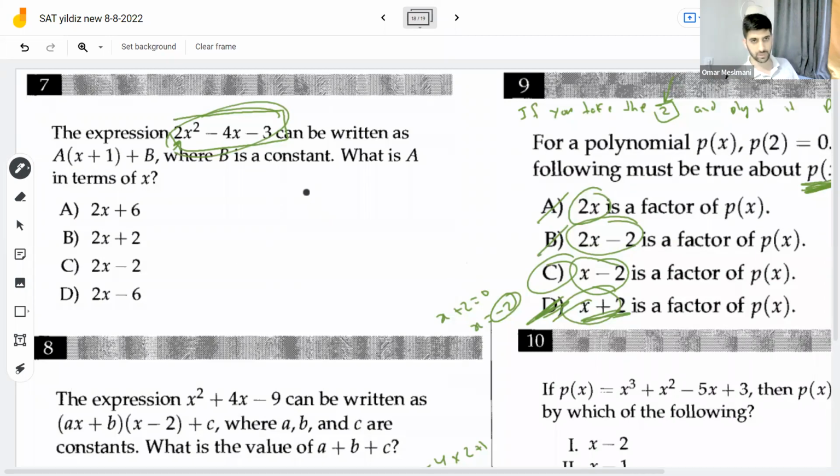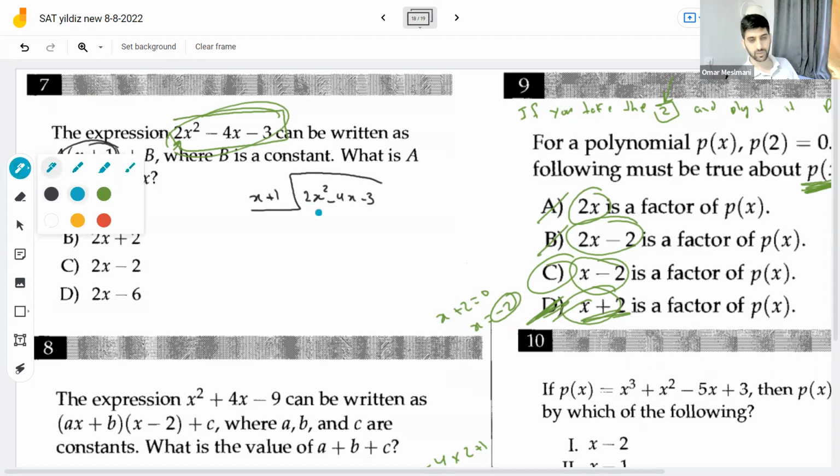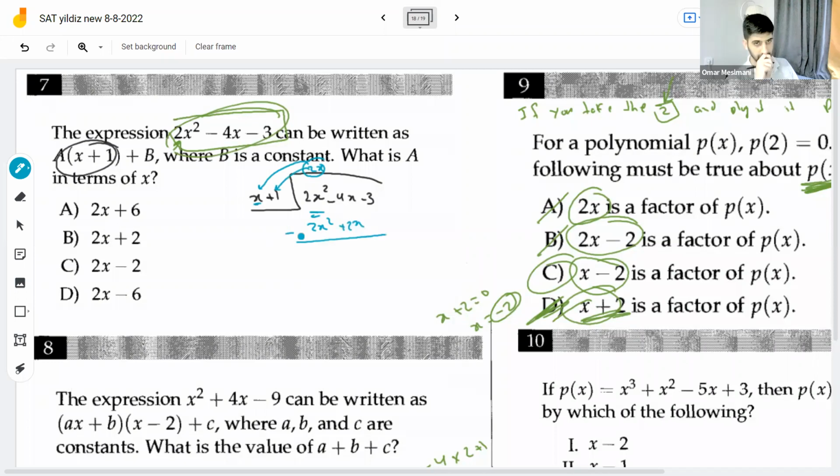Yeah, Tasneem. So I'm going to say 2x squared minus 4x minus 3, and I'm going to divide it by x plus 1. So 2x squared divided by x, what is it? It's going to be 2x. 2x multiplied by x is 2x squared. 2x multiplied by 1 is just 2x. Subtract, you get 0. Minus 4 minus 2 is minus 6x, and then minus 3.